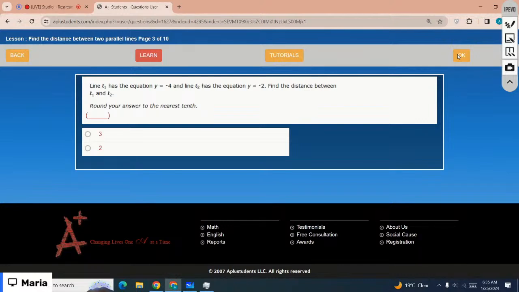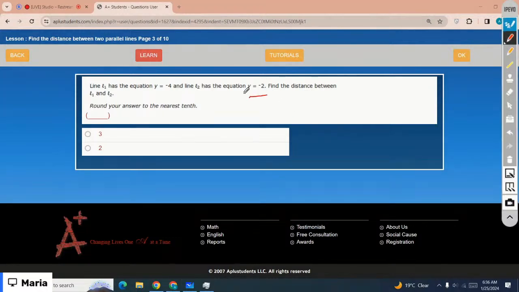Okay, the next one is line L1 has the equation y equals negative 4 and line L2 has the equation y equals negative 2. Find the distance between L1 and L2. So which is the correct option? That is negative 2 minus negative 4. So negative 2 plus 4 is 2. So the distance between the two lines is 2. The correct option is 2. Got it?